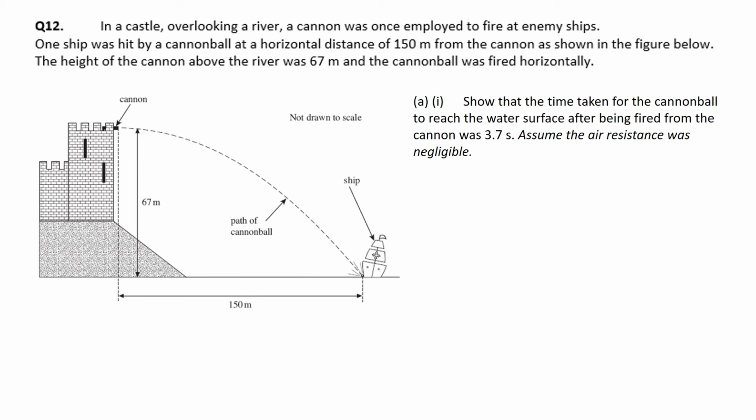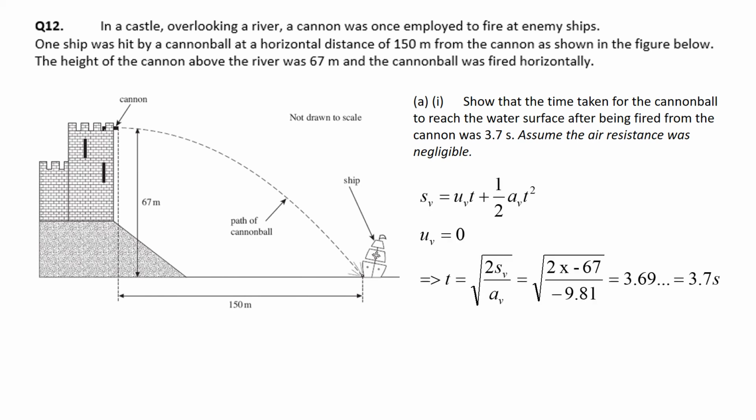So we're going to look in the vertical direction specifically, and we don't know the final speed, so that's why I've picked s equals ut plus half at squared. In the vertical direction, initial speed is 0 because it's fired horizontally. So we can calculate the time using the vertical displacement and the vertical acceleration, which is gravity. It gives us an unrounded answer of 3.69, so that's going to be 3.7 to 2 SF, which is appropriate.